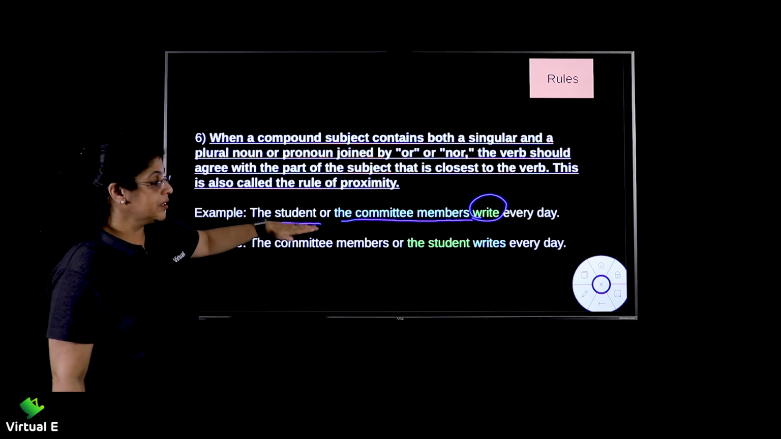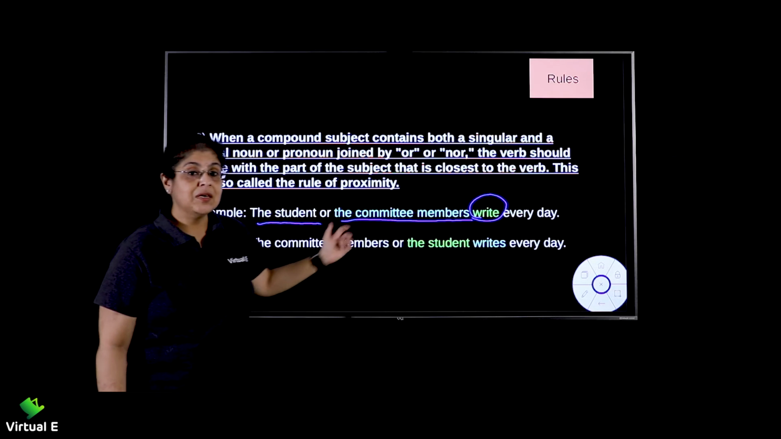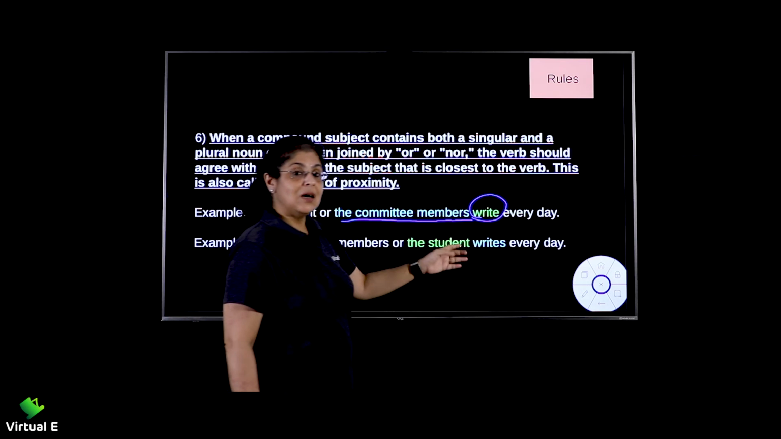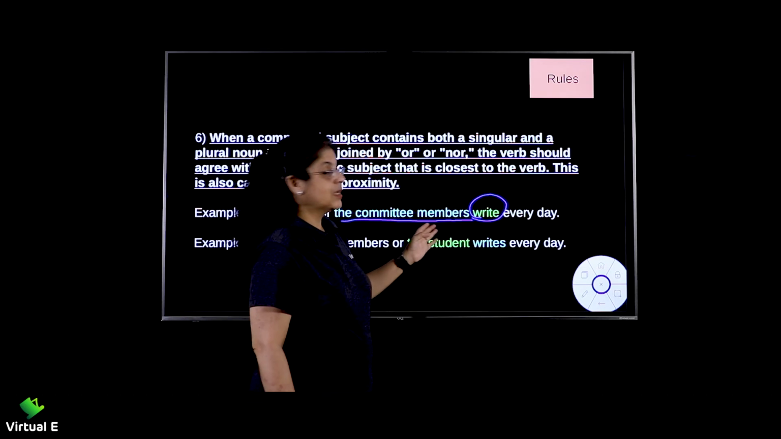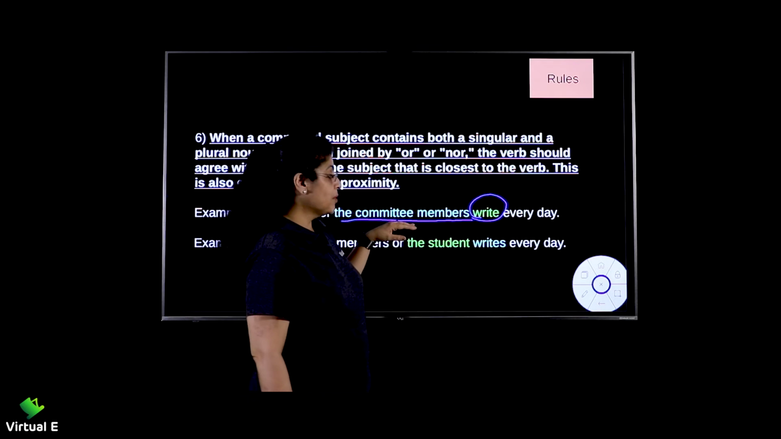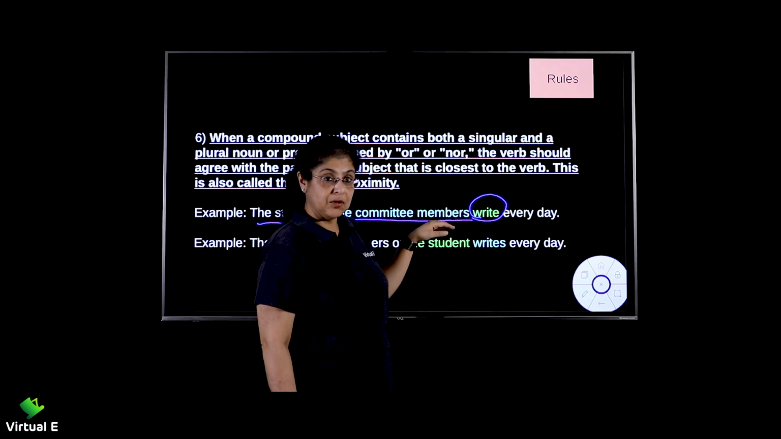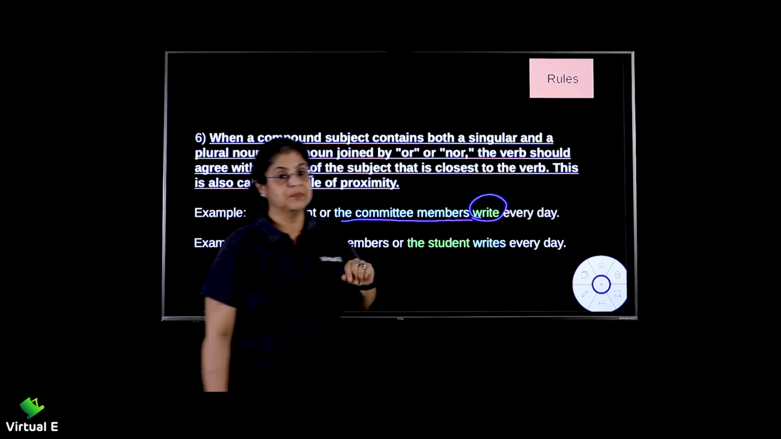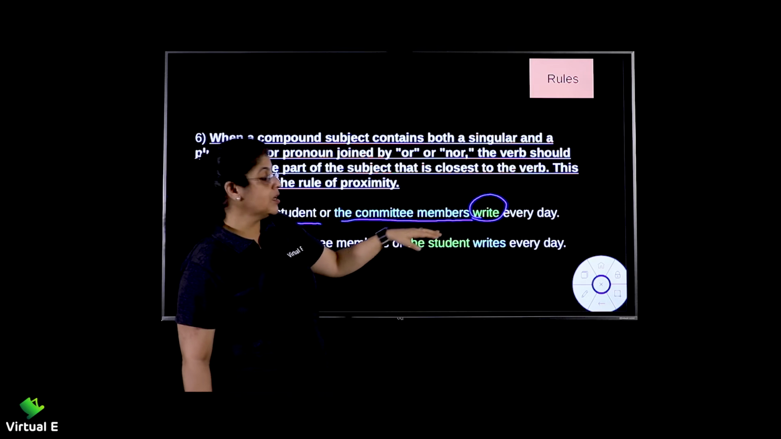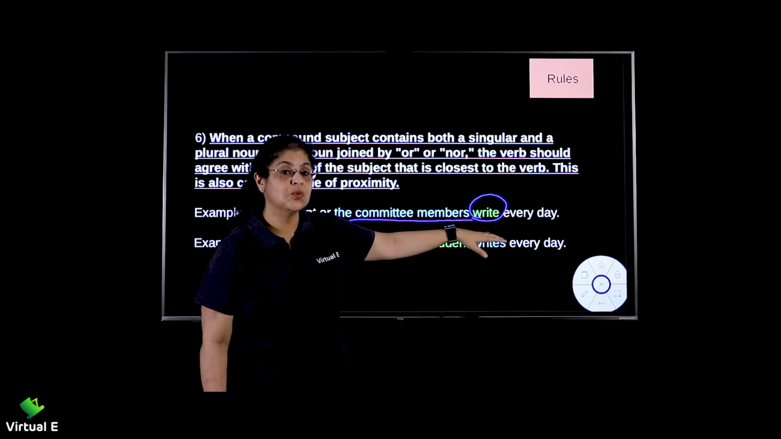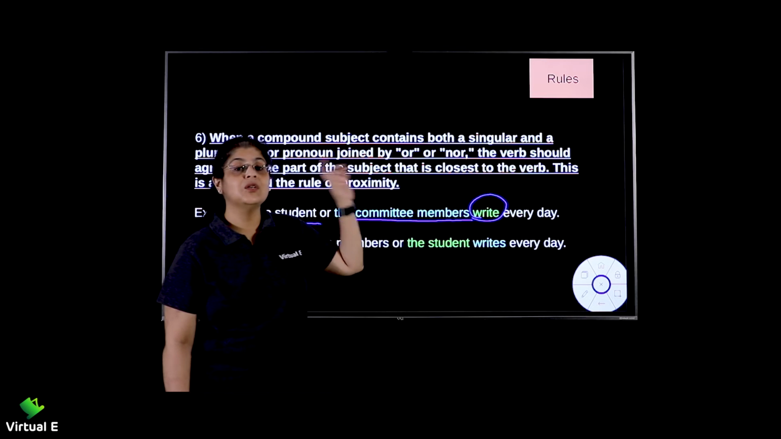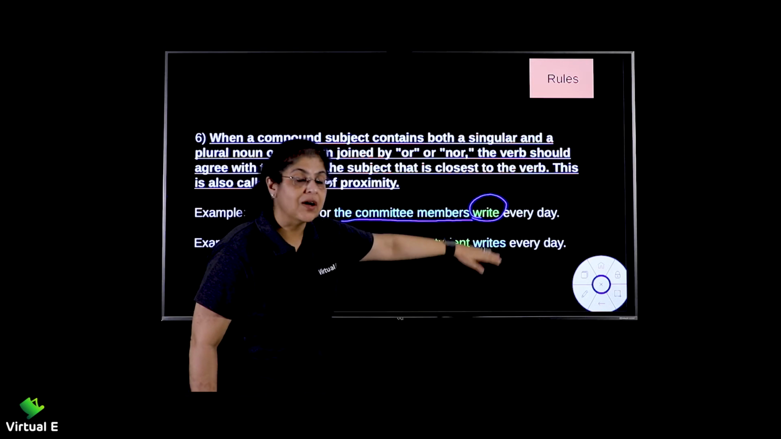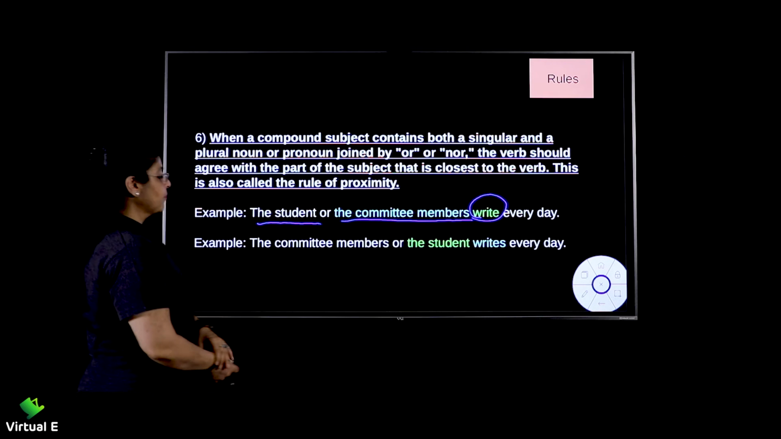So, the student or the committee members. Now here this is singular and this is plural. Which is the noun closer to the verb? The committee members, right? Now because committee members is in the plural form, the verb write will also be in the plural form. It said, whichever noun is closest to the verb will agree to that noun. So here committee members is plural, write is in the plural.